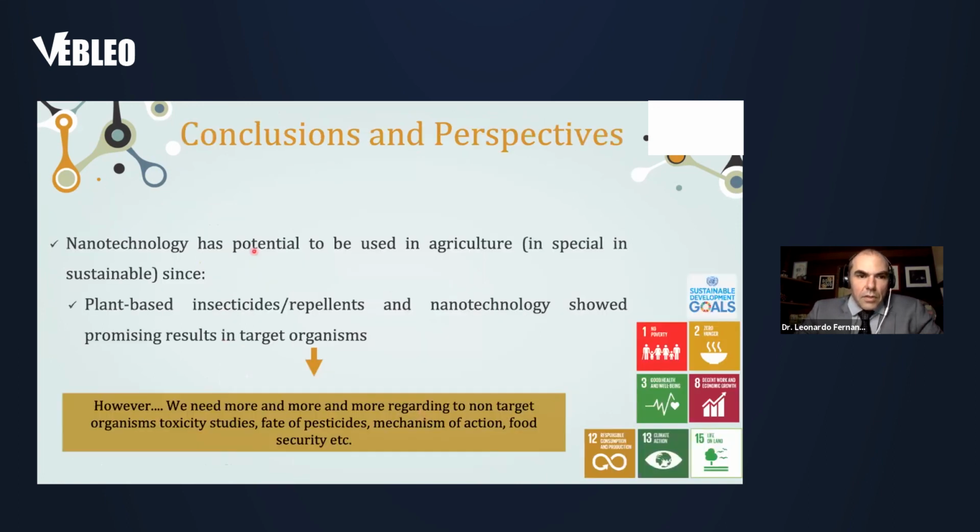As conclusions, I'd like to emphasize that nanotechnology has potential to be used in agriculture, especially in sustainable agriculture. It's very important to consider plant-based insecticides and repellents in combination with nanotechnology for crop protection, especially with a focus on target organisms. However, it's important to consider that we are starting the use of this technology in agriculture, and we need to have more information about toxicity, the fate of these pesticides, the mechanisms of action, and to check food security.